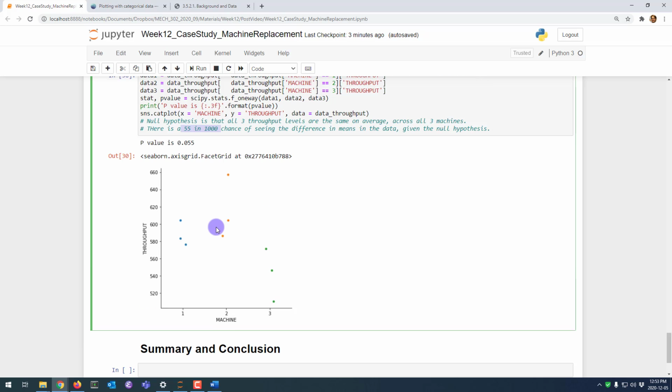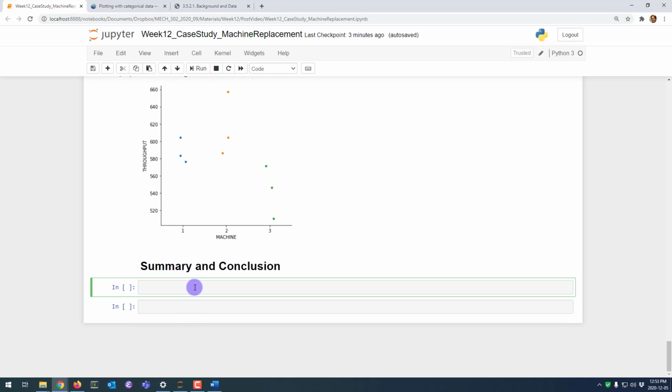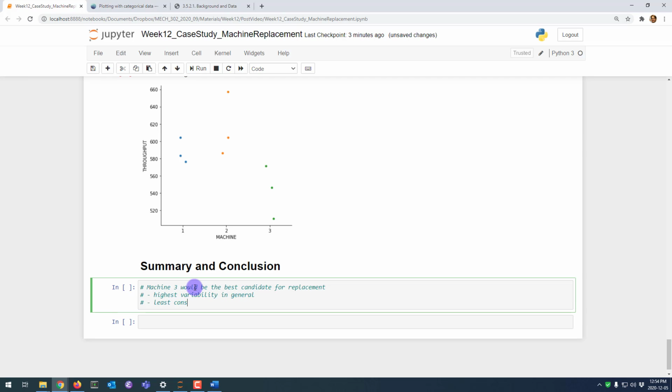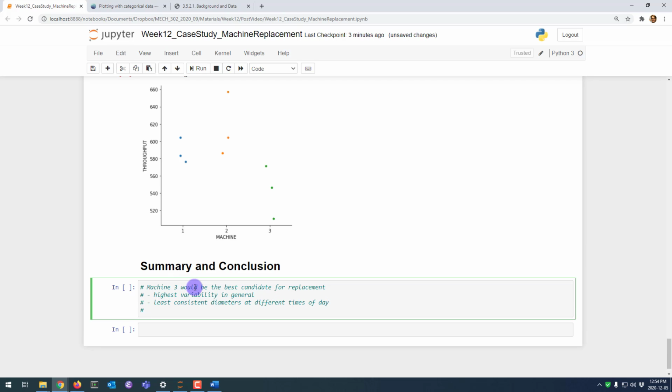So it doesn't have to come down to one statistical value. That collection of evidence across all the different spectrums and across the different goals gets you to what I would say was machine 3 would be the best candidate for replacement. I'm not going to put everything we just said out loud in here in the interest of time, but the main things are it has the highest variability in general, it has the least consistent diameters at different times of day, and the other follow-up would be that it has the lowest throughput with some statistical evidence.